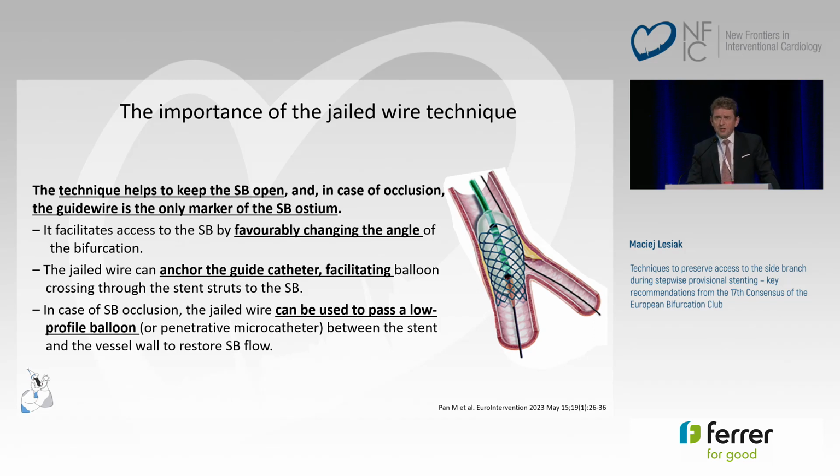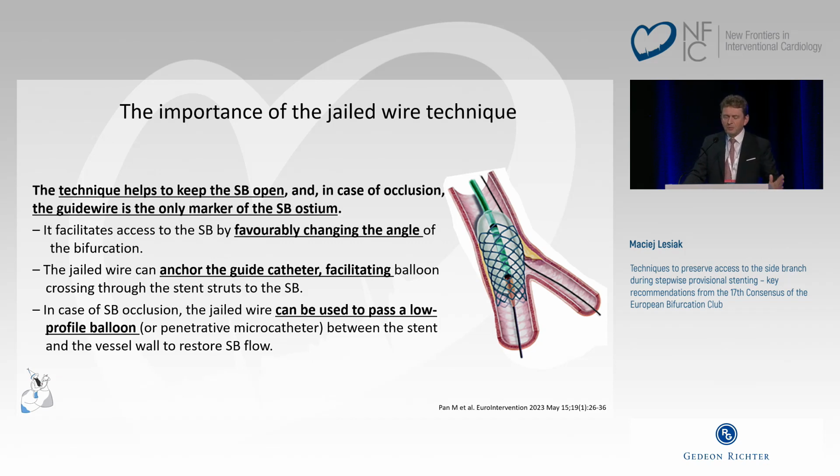It not only changes the jailed wire, not only changes the anatomy favorably, so it's easier to access the side branch after main vessel stenting. It can also be used as a kind of anchor after main vessel stent implantation and post-dilatation. And what is perhaps the most important, this jailed wire can be a rescue tool.